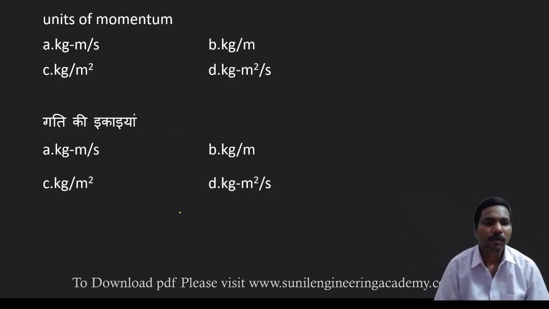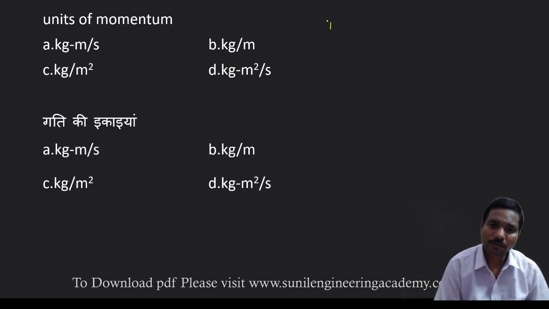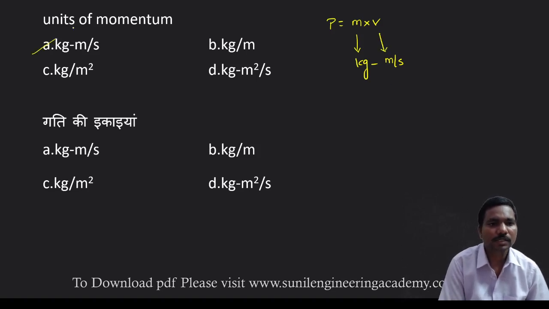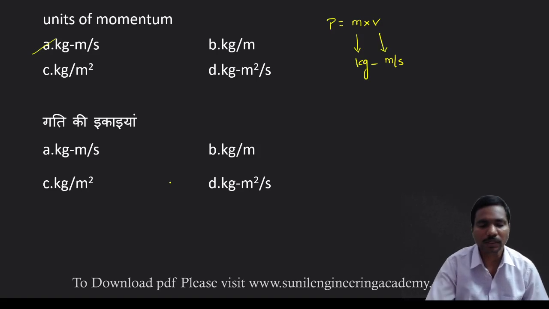Momentum is equal to mass into velocity, correct? Mass is kg, velocity is meter per second. So kg meter per second. So the answer is option A. Like that you can easily give the answer.